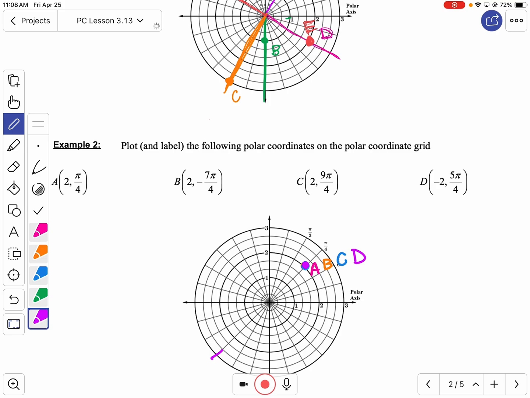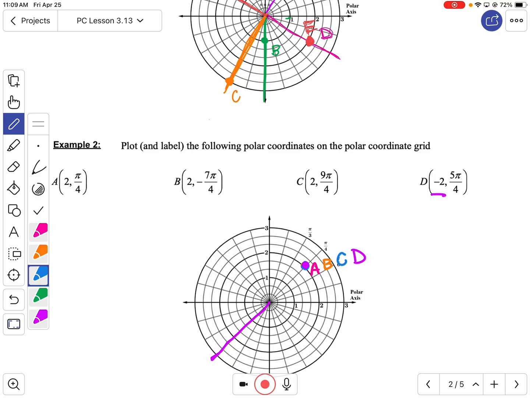Pi over 4 and then 2, that's right in the first quadrant. If I went negative 7 pi over 4, I would go backwards to that top quadrant, still a radius of positive 2. 9 pi over 4 goes all the way around and then a little bit more, radius of 2. 5 pi over 4 is the trickiest one, so let me show you that one. If we go to 5 pi over 4, it's in the third quadrant, but I have a negative radius, so I would back up and go the opposite way. So they all ended in the same place.